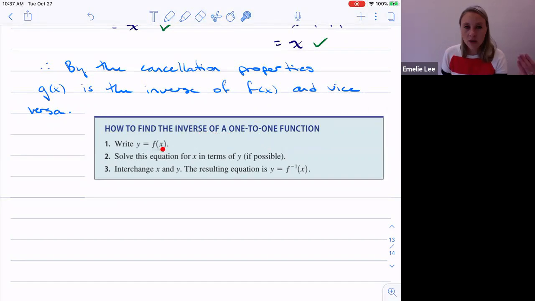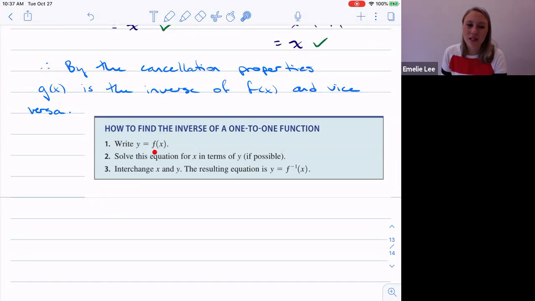So how to find the inverse of a one-to-one function? You could write y equals f of x, right? So that's just writing f of x normal. We've been saying, okay, if you see f of x, you can probably just read it as y unless there's more than 3 variables. We're not going to deal with that. I don't know why I said that. It's not going to happen.